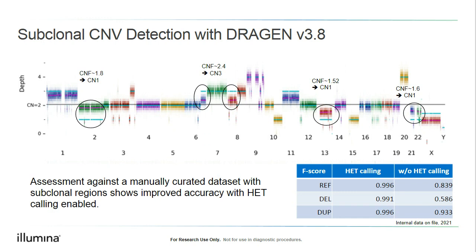Again, just a more diagrammatic representation of where some of these events are now being correctly called. Where the CN value used to be 1.8, we are correctly calling that a CN1. These events would have otherwise been called as a ref at CN2 and are now being correctly called with the right CN values, as CN3 or CN1, depending on the previous example that I was showing in the previous slide. So again, something that is a little bit more specific, but addresses, if you are looking at the subclonal CNVs, this is something that we have improved upon in this 3.8 release.